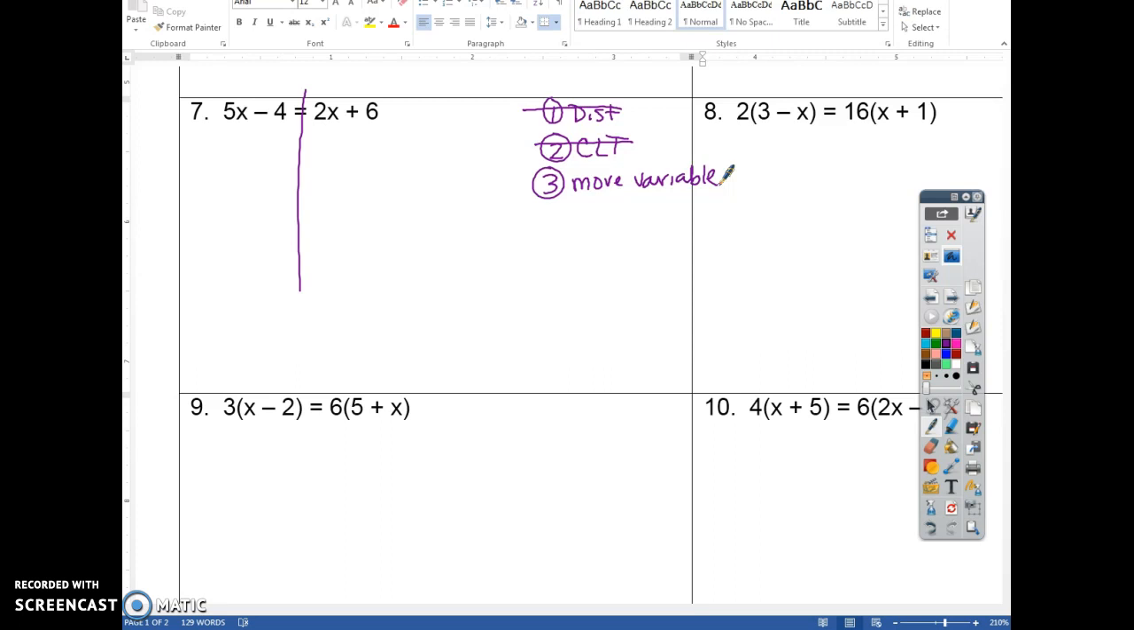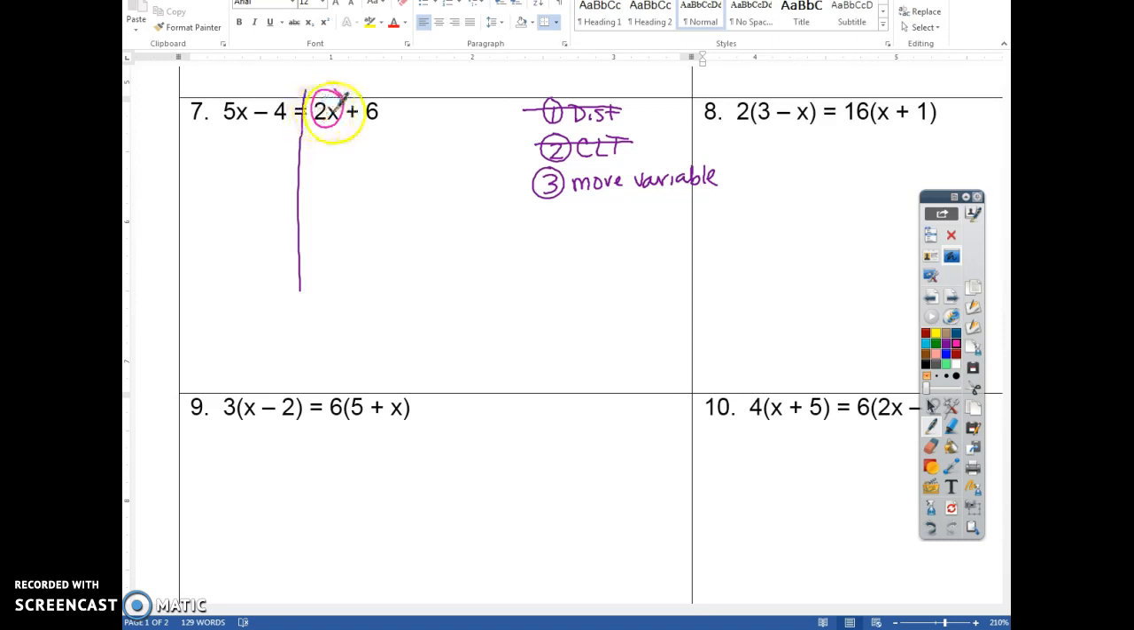Do I have a variable on both sides? I have an x here and I have an x on the other side. That's what I'm talking about when I'm telling you to move the smallest variable. We cannot have the variable on both sides. So you take the smallest one, which is the 2x, okay? And you move it to the other side.